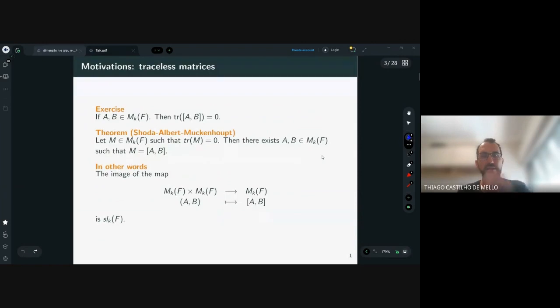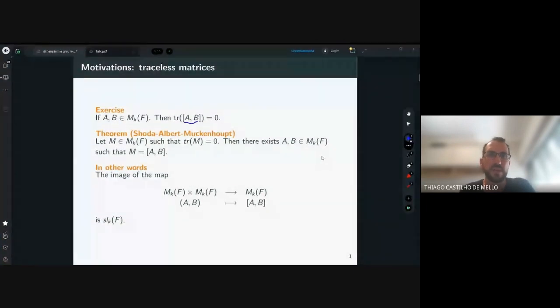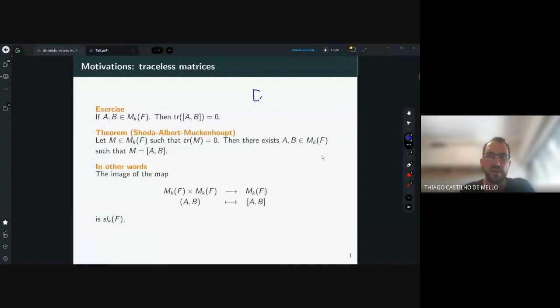Well, I like to start this to motivate this problem. I like to talk about this theorem of Schroeder, Albert, and Lukenhaupt. Before that there is this simple exercise of linear algebra that is to show that if you consider two matrices A and B, when you consider the commutator, the trace is zero. Here the commutator, of course, everyone knows. I'm just writing here. It is AB minus BA.